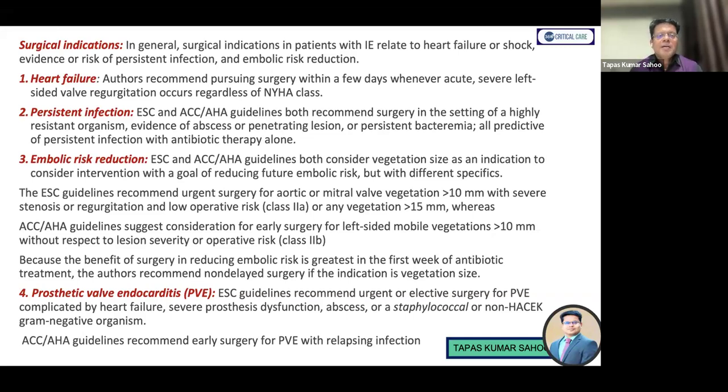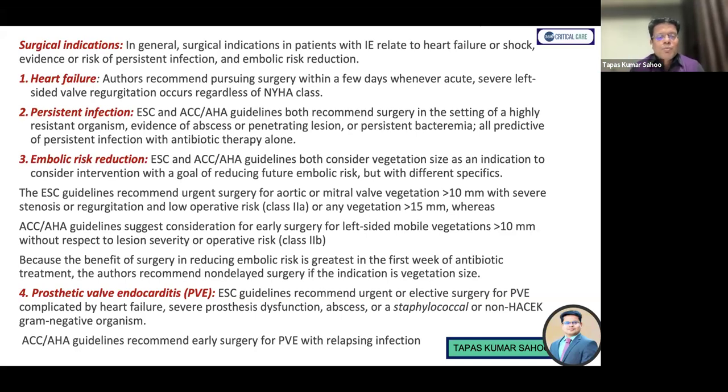Persistent infection: both the European Society as well as the American Cardiology Society recommend surgery when you are getting a highly resistant organism, evidence of abscess or penetrating lesion, or persistent bacteremia. That's the reason why we send 3 sets of blood culture at an interval of 12 hours. All are predictive of persistent infection with antibiotic therapy, so you have to definitely plan for surgery.